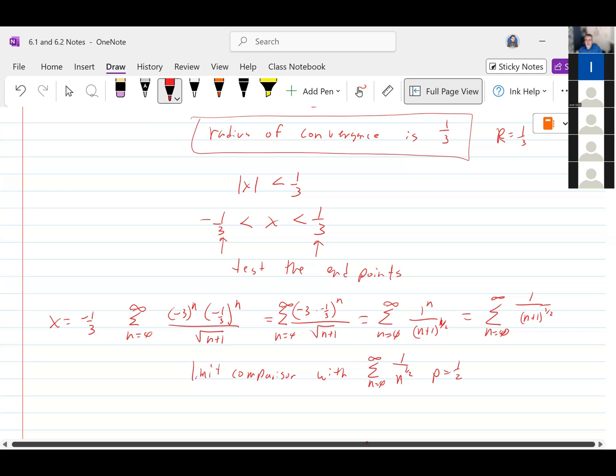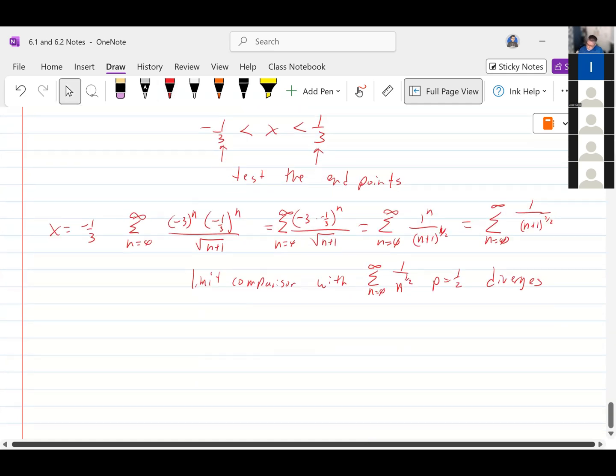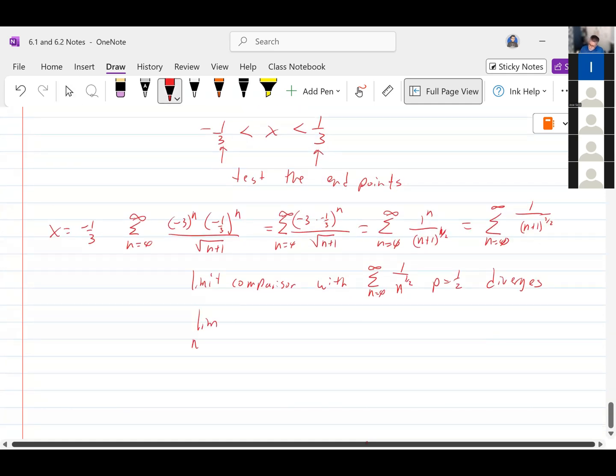Yeah, this diverges because it is a p series where p is less than or equal to 1. Okay, and so if p is less than or equal to 1, then this thing diverges. So we know this diverges. So let's do limit comparison. Let's find the limit as n goes to infinity of 1 over n plus 1 to the 1/2 over 1 over n to the 1/2.